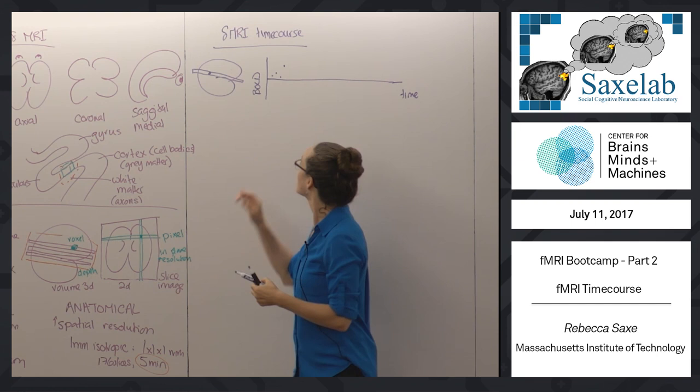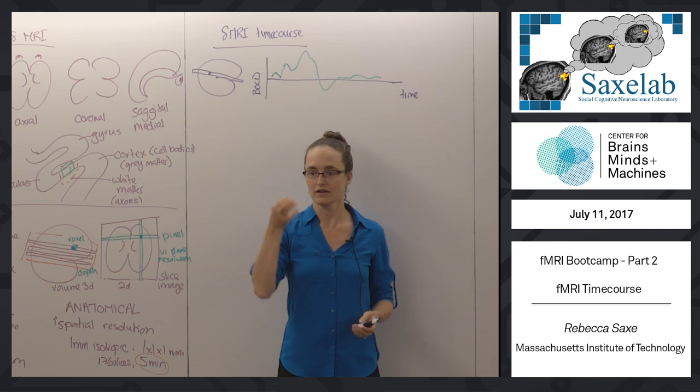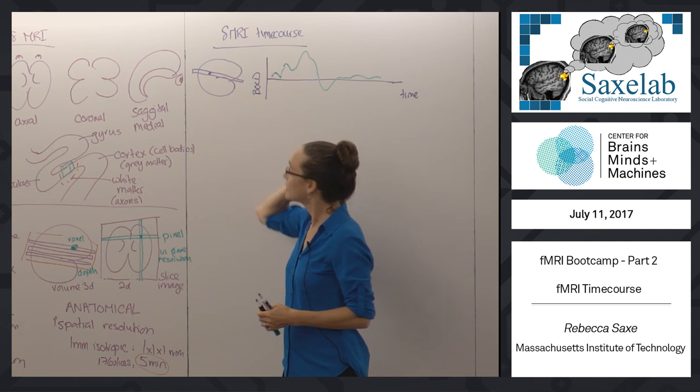I'm going to typically draw this as a continuous time series, so I will draw it connected. But you need to remember back in your head, we didn't collect it connected, right? We collected each voxel at specific points in time, separated by the TR, once every 2 seconds.